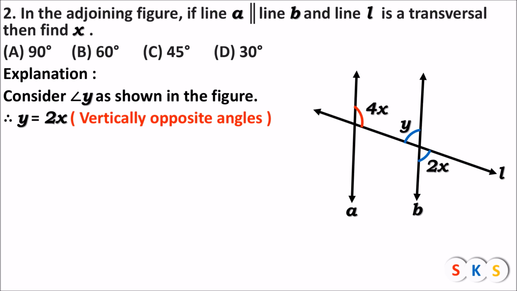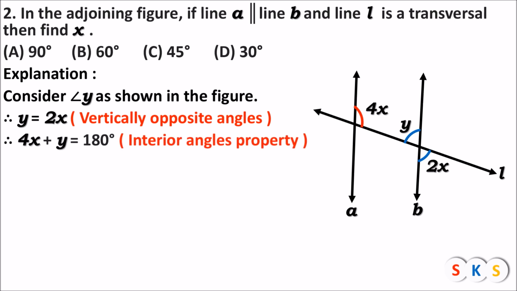Okay, look at this figure. In this figure, line A and line B are parallel, and line L is a transversal. Therefore, 4x plus y equals 180 degrees. Look at this figure. Can you find angle 4x and angle y? Yes, what kind of angles are they? They are interior angles, and interior angles are supplementary. It means the sum of these two angles is 180 degrees. So I have written 4x plus y equals 180.